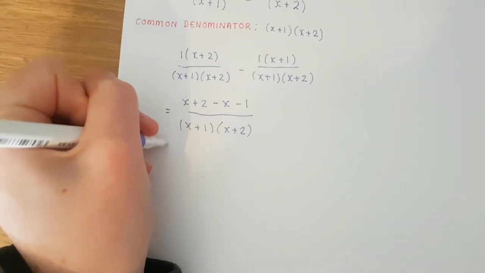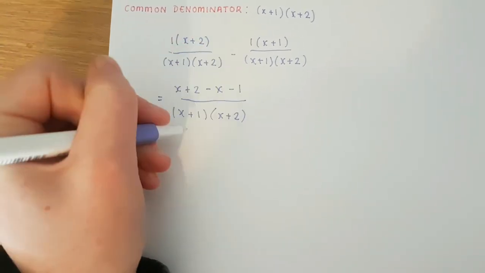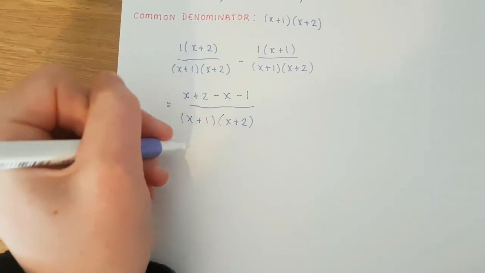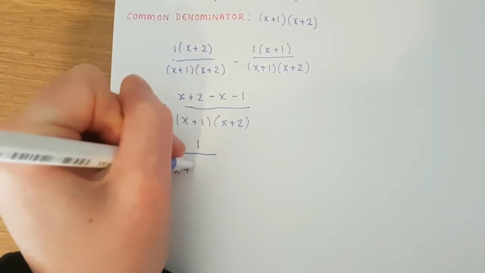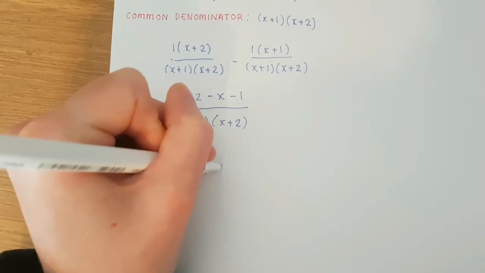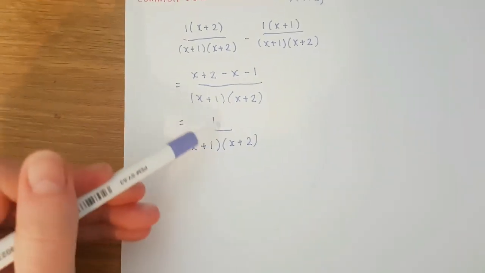Once we're at this point here, we can then simplify, so we have x plus 2 take away x, so we're going to cancel out those x's, and we have 2 minus 1, which is just going to be 1, so we have 1 over x plus 1 and x plus 2. Now this fraction is quite nice because it means we don't have to simplify anymore. We can tell that this is the simplest form because we just have a numerator of 1.